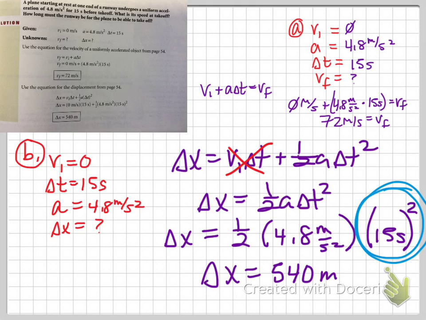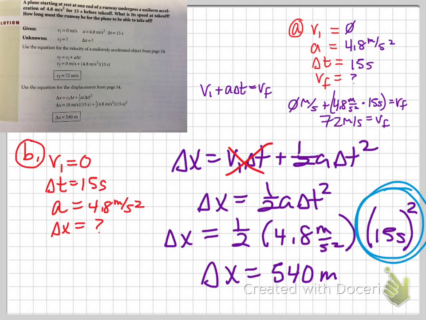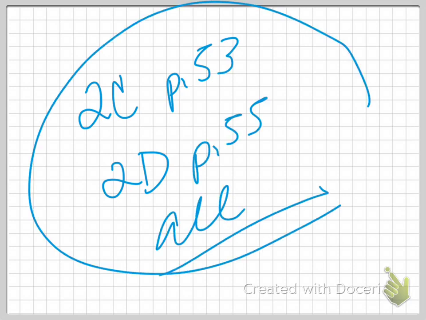But okay, that is page 55. So 2C and 2D, pages 53 and 55, all assigned in the book. And I'll cut you loose to work and ask questions, and that's it. I'll have the worksheets for you tomorrow.